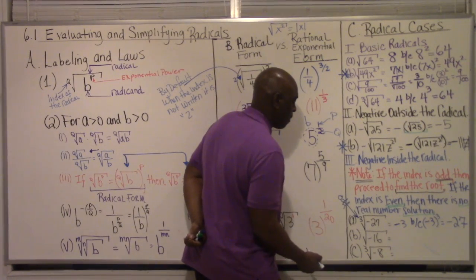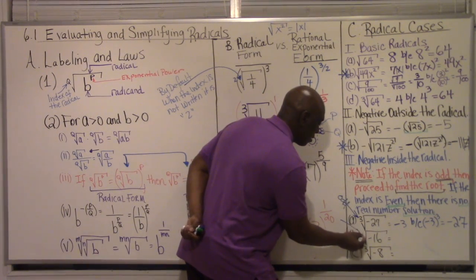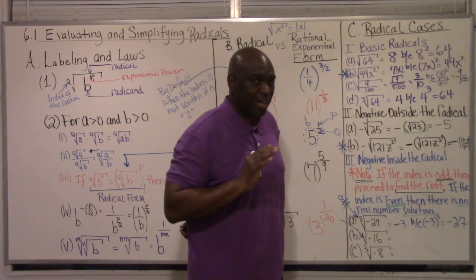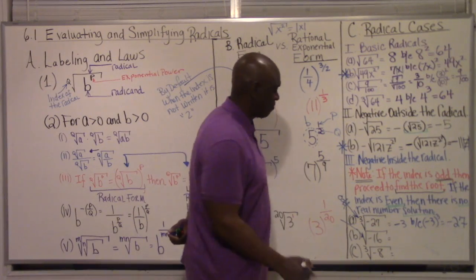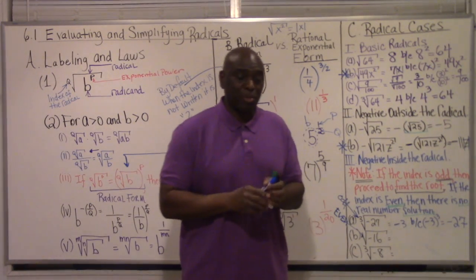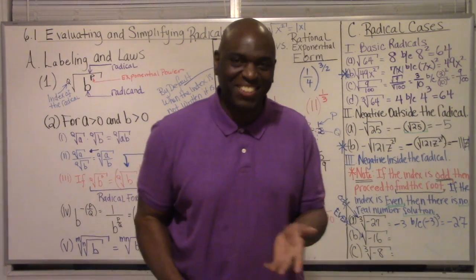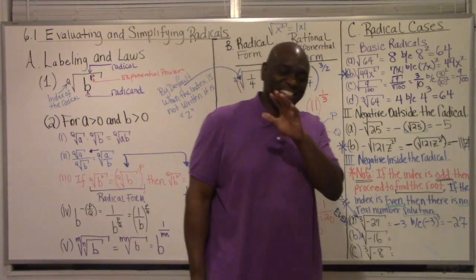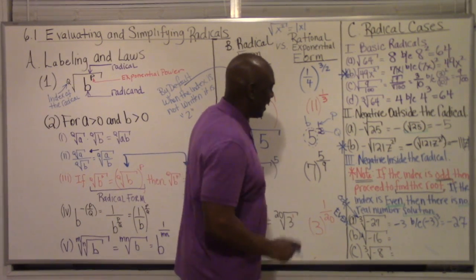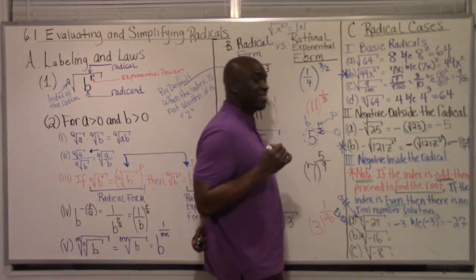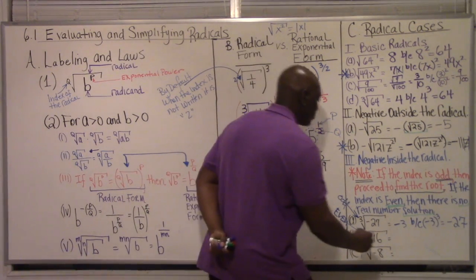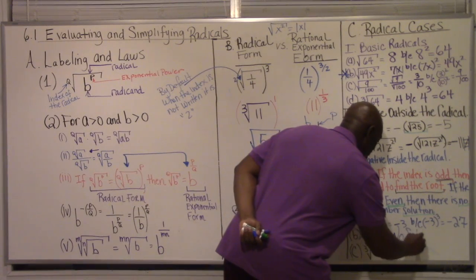B. Now my index here, what's my index? There's no number there. What's the index? You should know it. I said it already. No number, the index is what? Ah, I hear you thinking. Very good. The index is 2. Which means that's going to be even. All right? So even numbers are numbers like 2, 4, 6, 8, 10. Okay, you know that, right? So the index is even. And I have a negative inside of the radical, in the house. The negative is in the house with an even index, no solution.